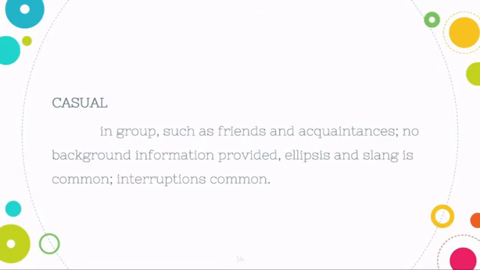Next, this one is on a closer level now. We have casual. It's in-group, such as friends and acquaintances. No background information is provided. Ellipses and slang are common, and interruptions are common. So for the casual language register, these are the conversations we carry out with our friends, and of course, their acquaintances.